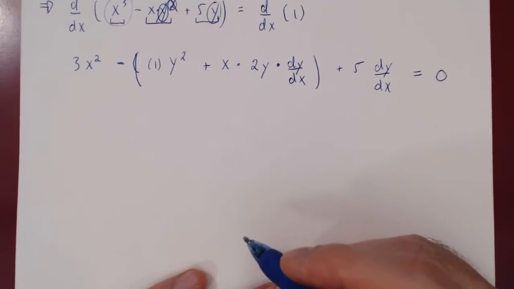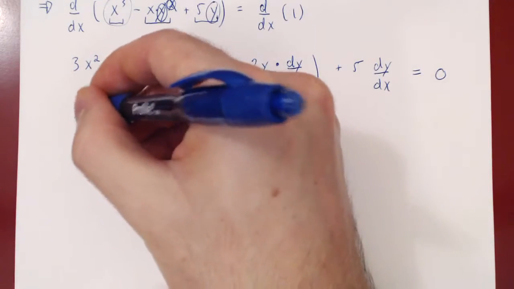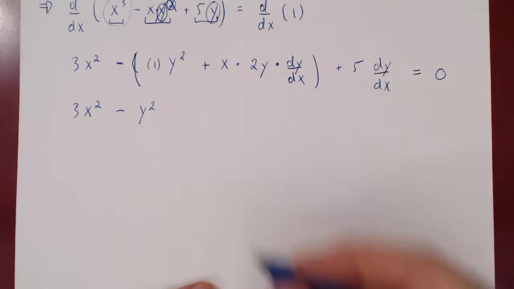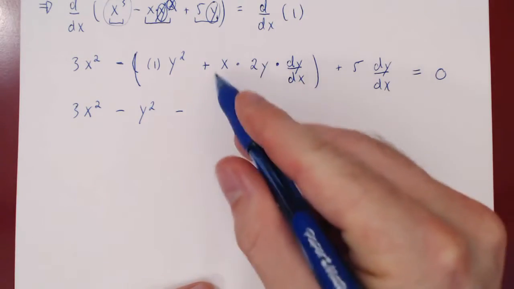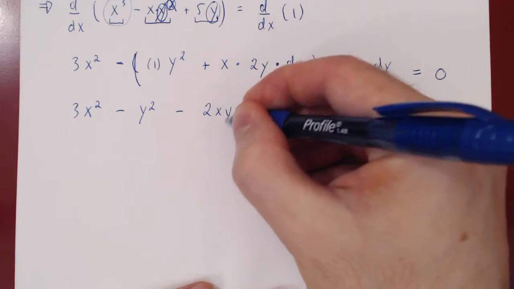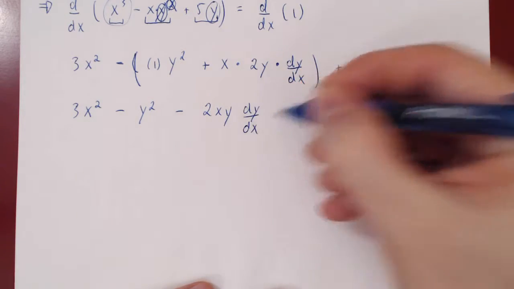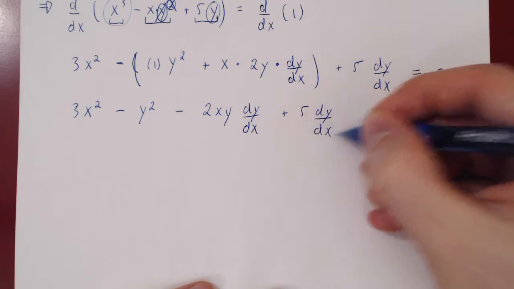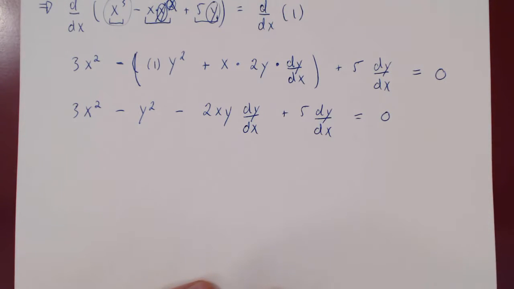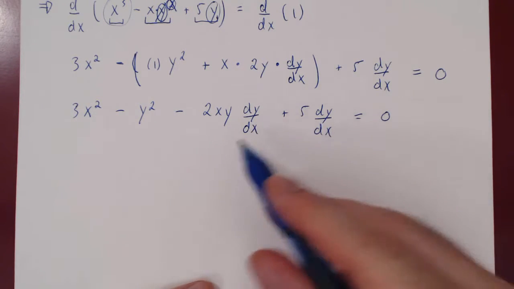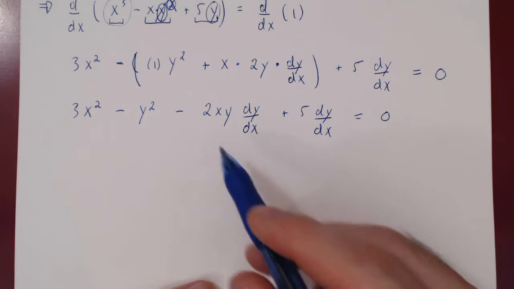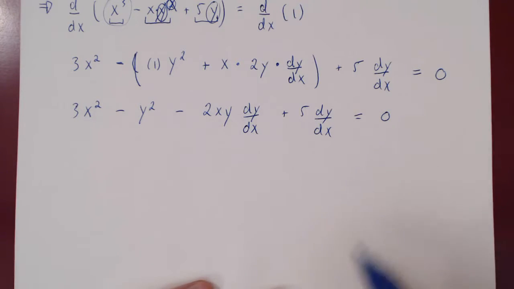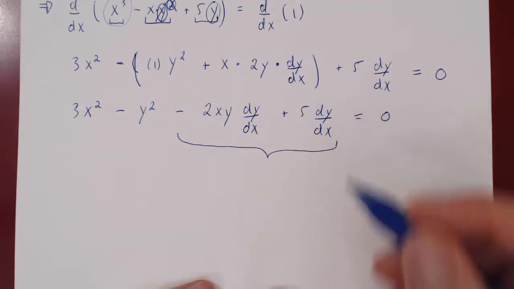So we get that 3x squared minus y squared minus 2xy times the derivative of y with respect to x plus 5 times the derivative of y with respect to x. This is equal to 0. Well, if we want to isolate for dy over dx, we have to put them on the same side of the equality. So here you could send both of these on the right-hand side, or send both of these on the right-hand side. We'll send these two terms on the right-hand side.